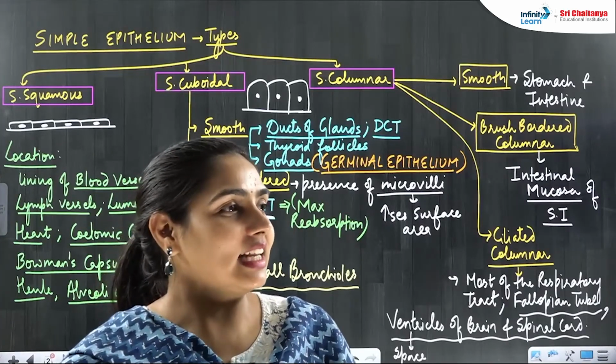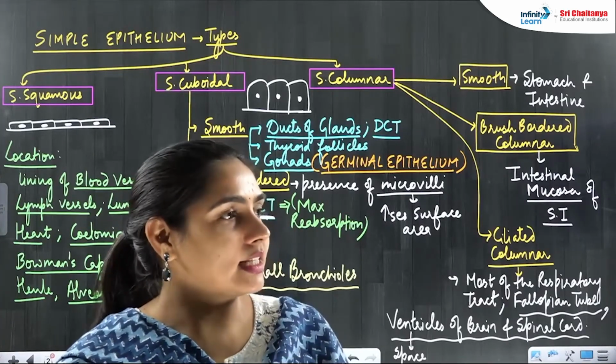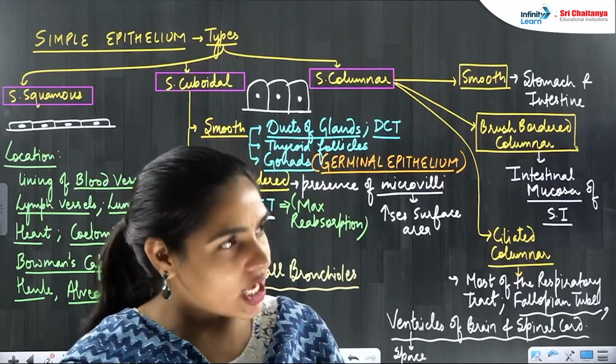All right. Cilia is present in the fallopian tube. Yes, Deeptika, it is present. In the trachea also it is present.